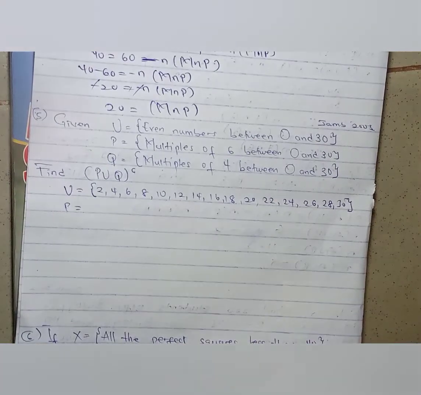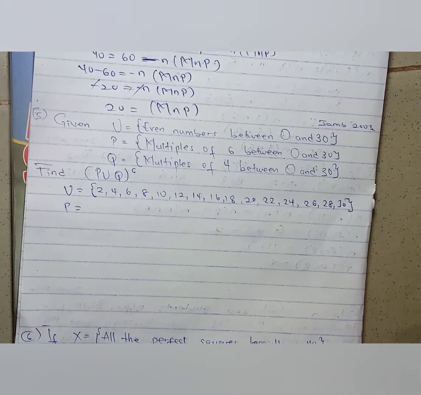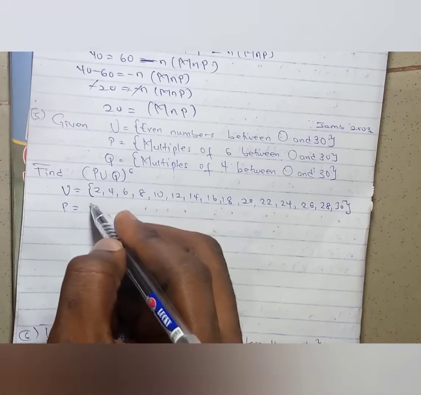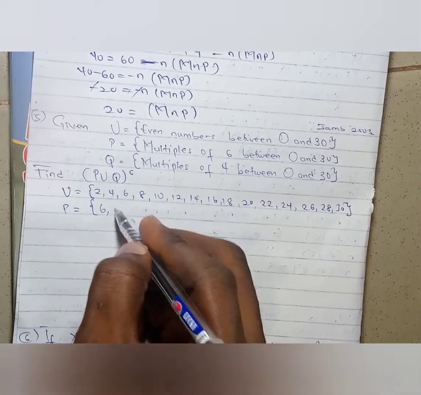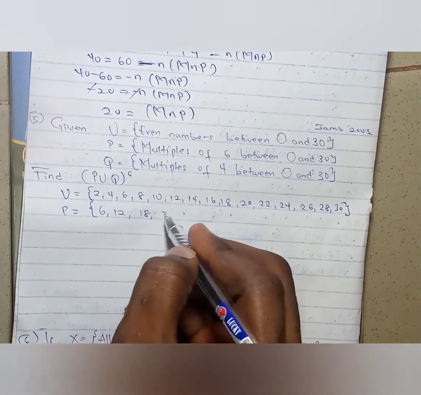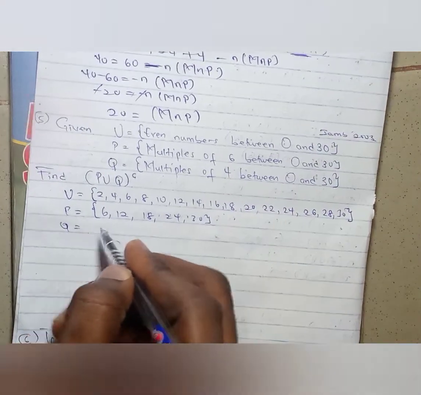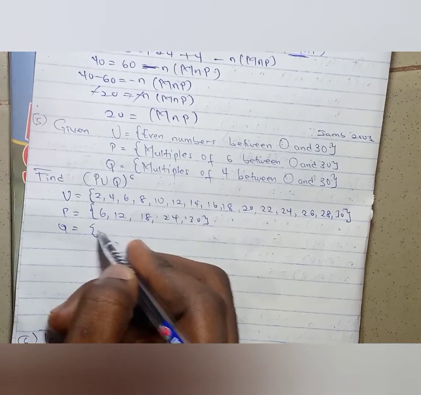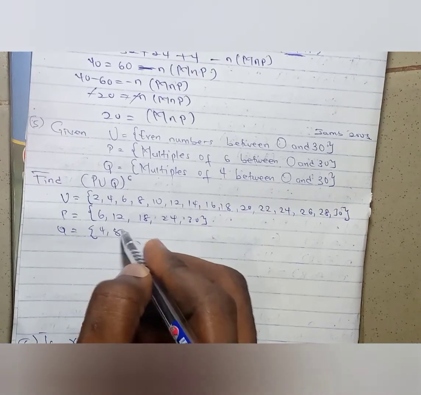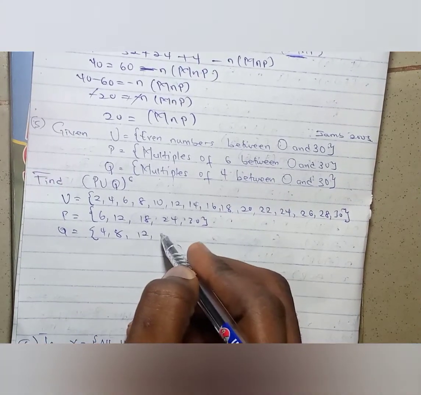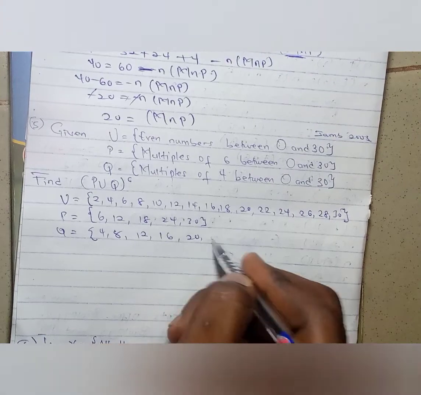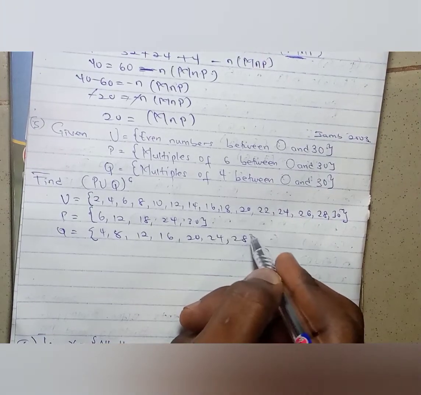Set P consists of multiples of 6 between 0 and 30: 6, 12, 18, 24, 30. Now set Q consists of multiples of 4 between 0 and 30. So 4, 8, 12, 16, 20, 24, 28, right?